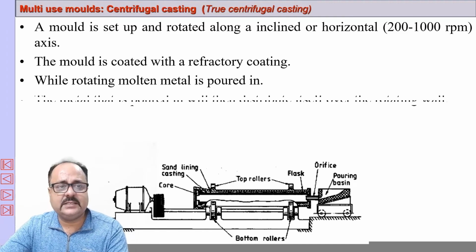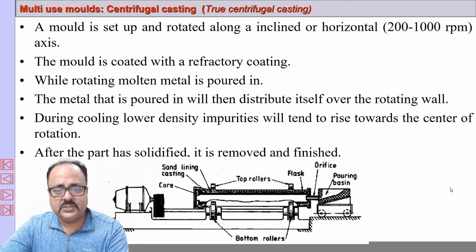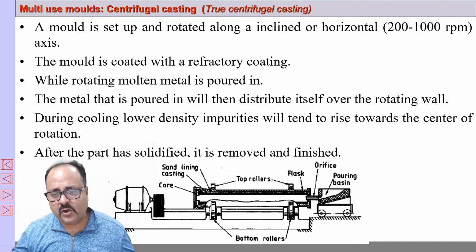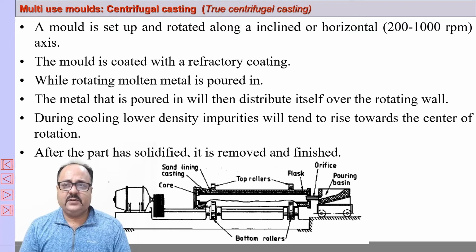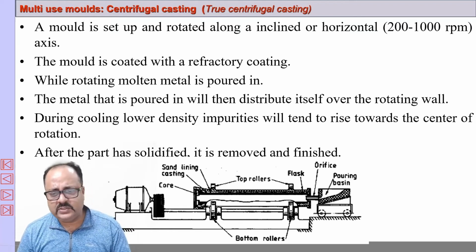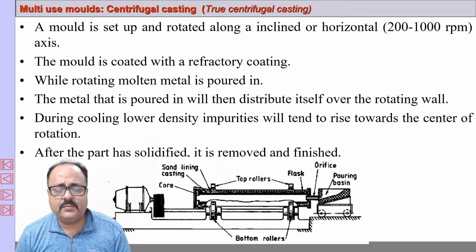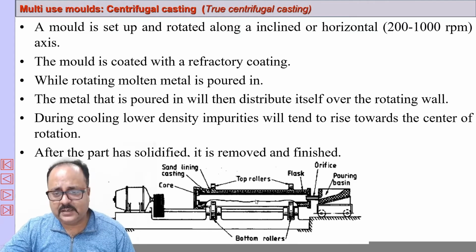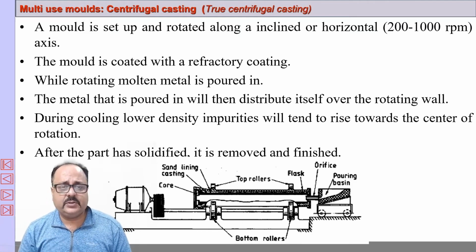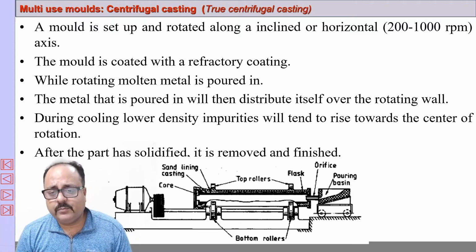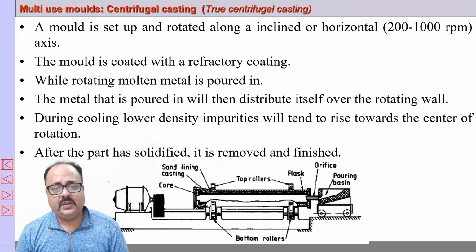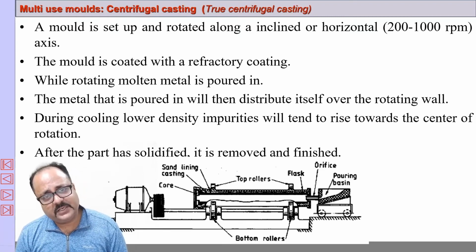True centrifugal casting can be horizontal or vertical. Vertical centrifugal casting is normally used for short height components. For long components, horizontal centrifugal casting is used. You use a metal mold here. This metal mold is lined inside with a refractory coating, and it is rotated at a high speed. And when you pour in molten metal, what will happen? Under the centrifugal force, the molten metal will be thrown towards the wall of the cylindrical metallic die, and under the centrifugal pressure it will solidify.